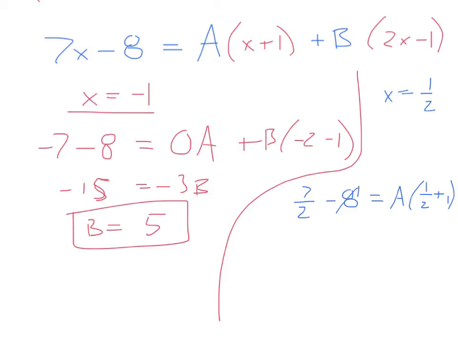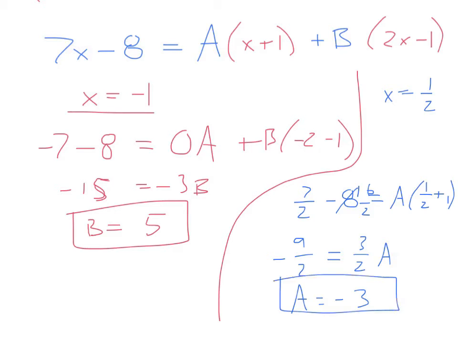So let's see, this thing here is 16/2. So when I subtract that, I get -9/2 equals 3/2 a. So when I multiply both sides by the reciprocal, 2/3, I'll end up with a being -3, right? So now I found my a and my b values.